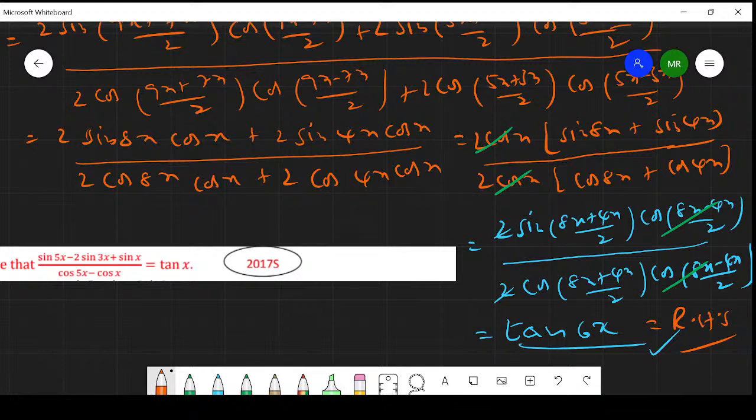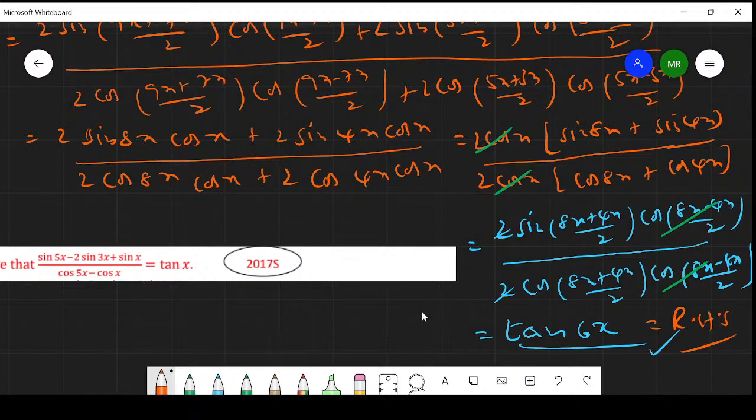Always remember: cos c plus cos d is 2 cos of (c plus d) by 2 into cos of (c minus d) by 2. Sin c plus sin d is 2 sin of (c plus d) by 2 into cos of (c minus d) by 2. Remember those two formulae, and we can solve this problem.